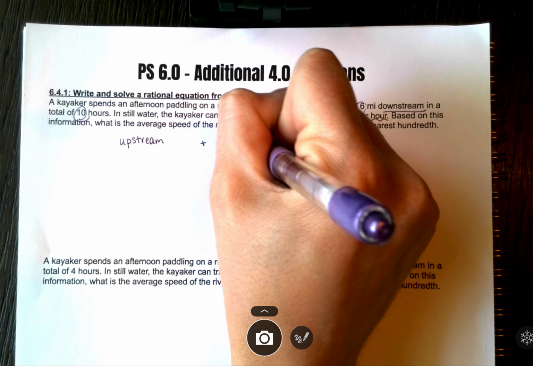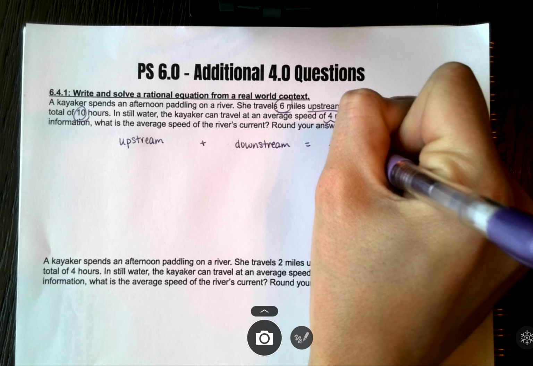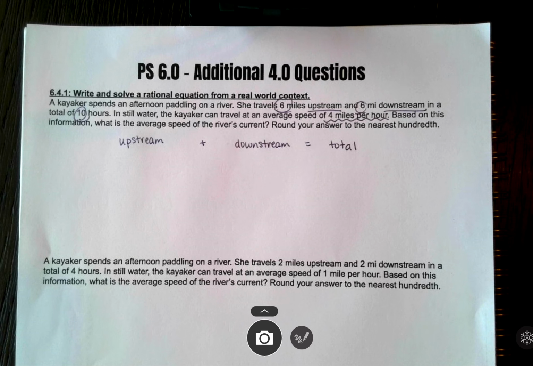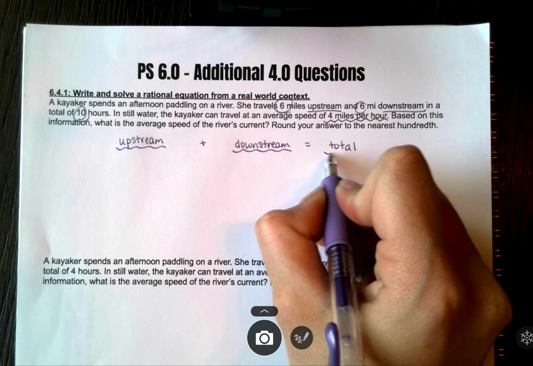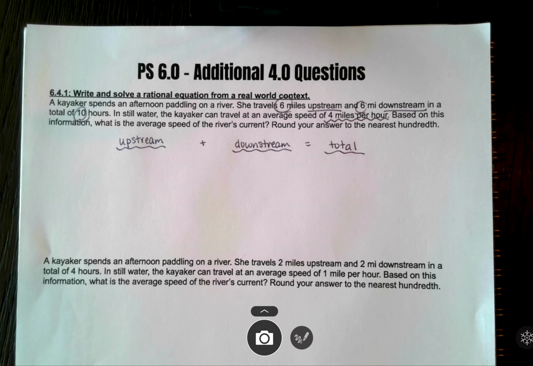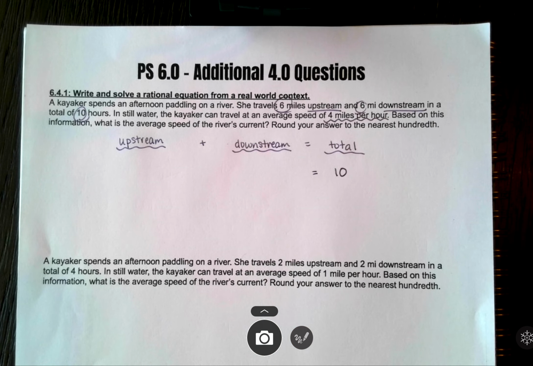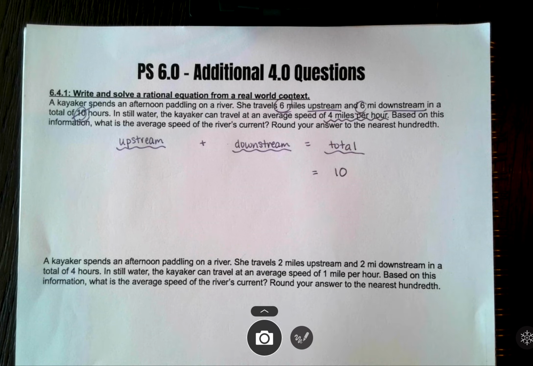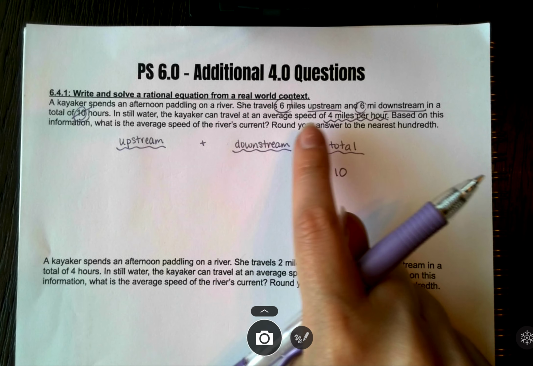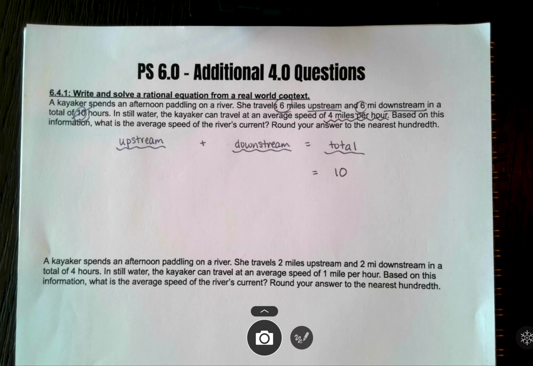plus my downstream, and that will equal the total. So I know my total time was 10 hours. So I know that's going to be equal to 10. So I used my 10 hours. Since I'm looking at upstream and downstream, I know I'm going to use the 6's. So 6 for upstream, 6 for downstream. But I also want to take into account the speed of the current.